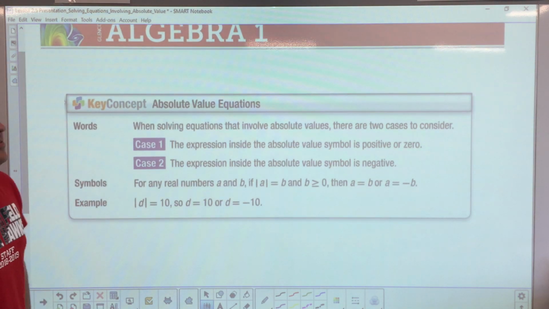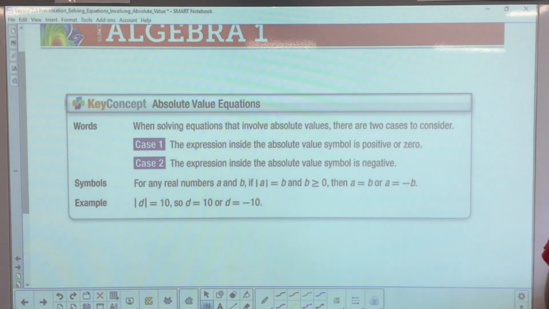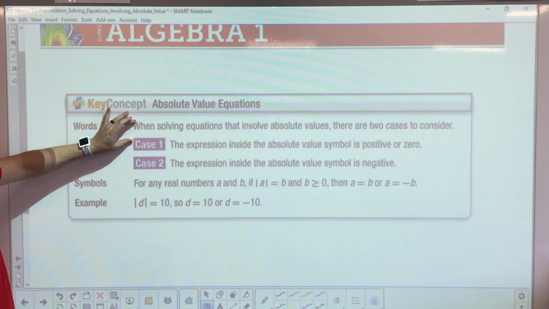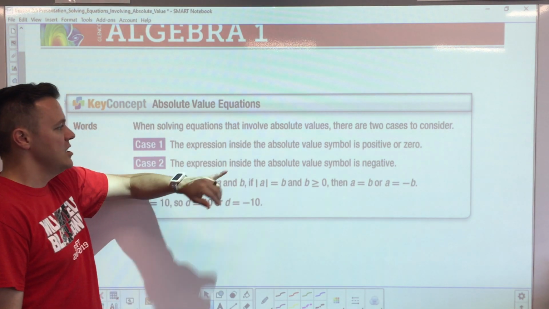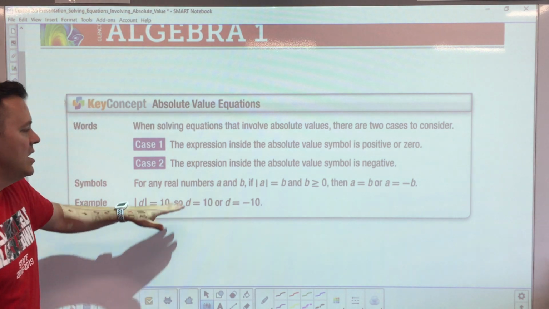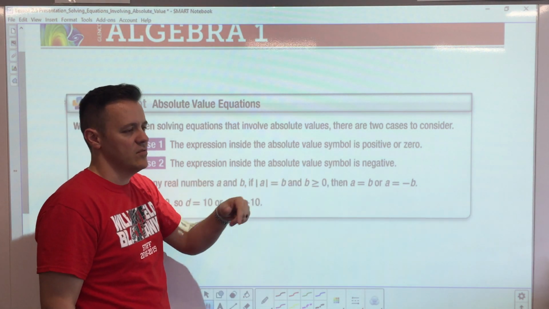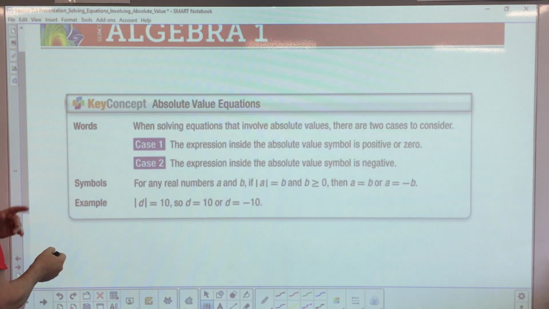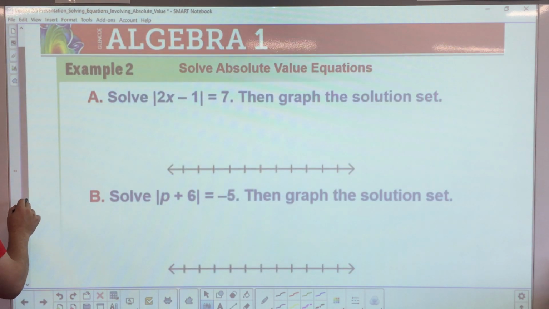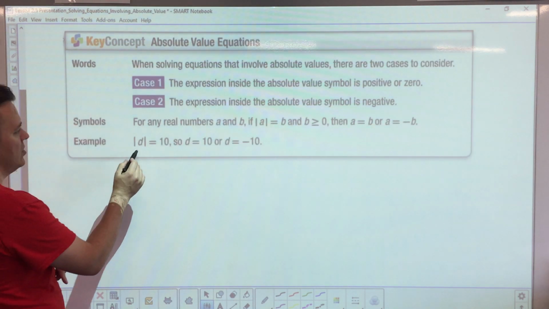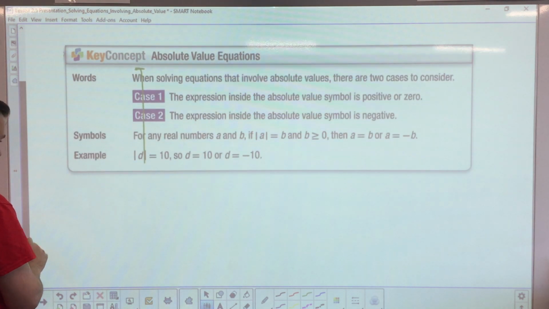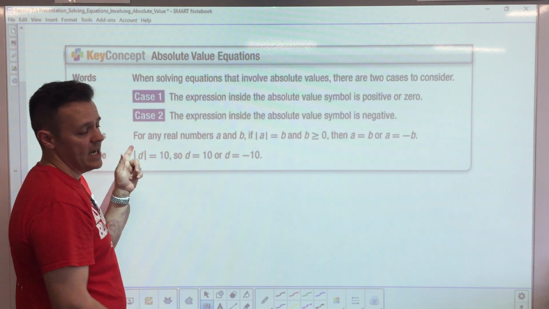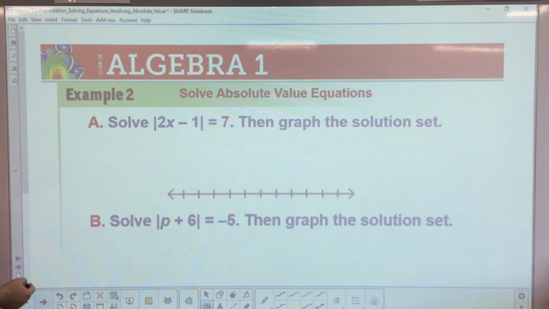Let's move on. On the top of page 108 now, you will see this box, and it talks about absolute value equations and how to solve them. When solving them, there are 2 cases to consider. The expression inside is positive or 0. The expression inside the absolute value symbol is negative. So remember, it's going to be 2 expressions, a positive and a negative one. Okay? So let's talk about that. If you look back at the box real quick, the example is right here. The absolute value of d is 10, and d is actually 10 or negative 10. Because it's an absolute value, it can be both a positive and a negative number.